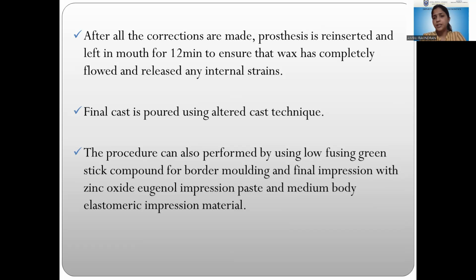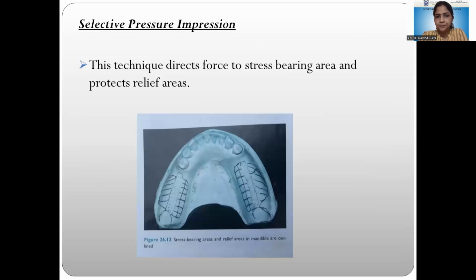So these are the two physiologic methods. And this procedure, this functional ridge correction using fluid wax, can also be done with low fusing green stick compound. And we can take an impression with zinc oxide eugenol or medium body elastomeric impression material.